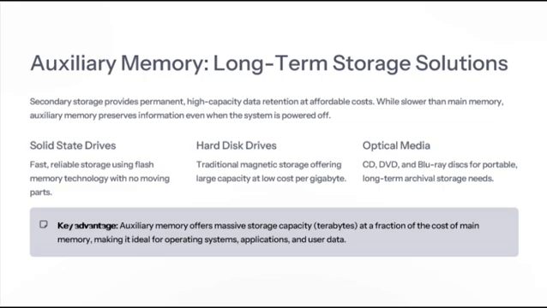The next slide is auxiliary memory and long-term storage solutions. Auxiliary memory, or secondary storage, is used for long-term data storage. It includes solid state drives, hard disk drives, and optical media, like CDs and DVDs. These devices provide a huge storage capacity at low cost, although slower than main memory. They retain the data permanently even when power is off. That's why the operating system and user data are stored here.